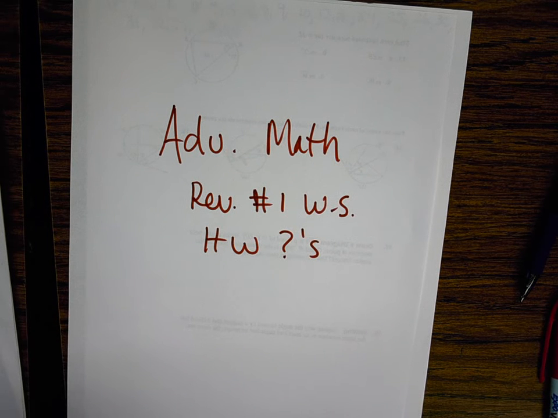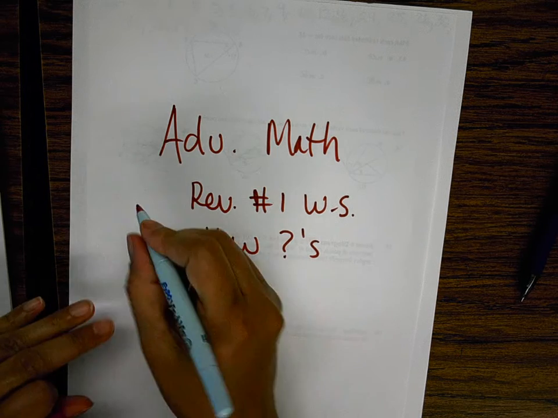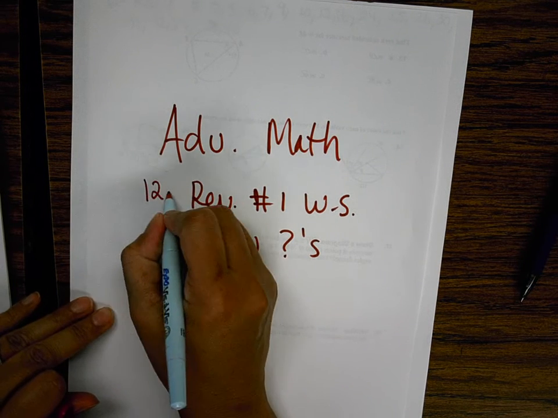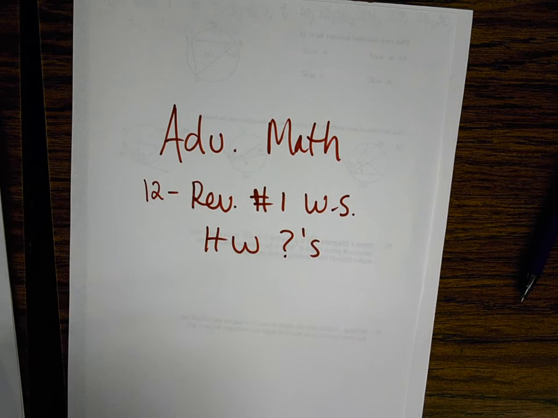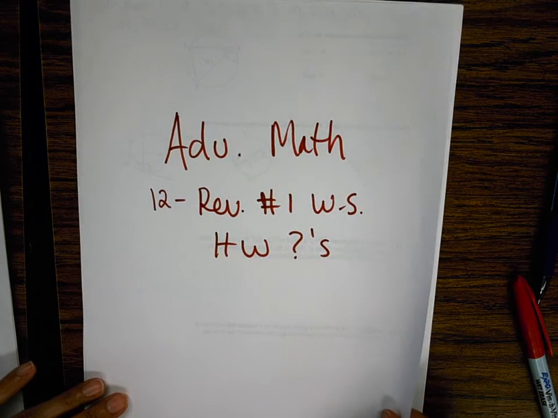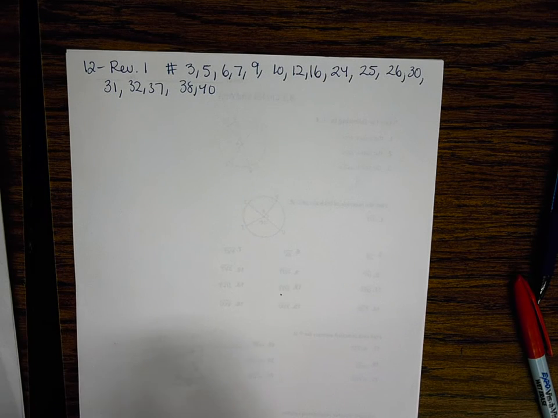This is Advanced Math, Review Number 1, Worksheet, Homework Questions. Again, Advanced Math, Review Number 1, this is from Unit 12. Review Number 1, Worksheet, Homework Questions. And I'm going over a lot of them, because it was a pretty hefty review worksheet.